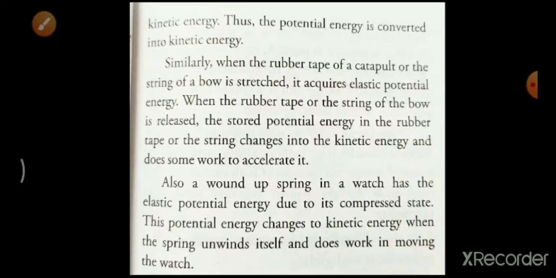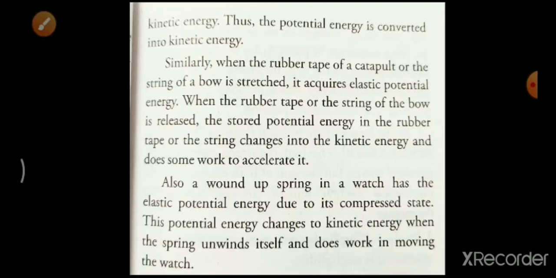One more example is given here. Similarly, when the rubber tape of a catapult or the string of a bow is stretched, we are performing some work to stretch the string, so it acquires elastic potential energy. When the rubber tape or the string of the bow is released, that stored potential energy changes into kinetic energy and does some work to accelerate it. So here also we can see that potential energy gets converted into kinetic energy.